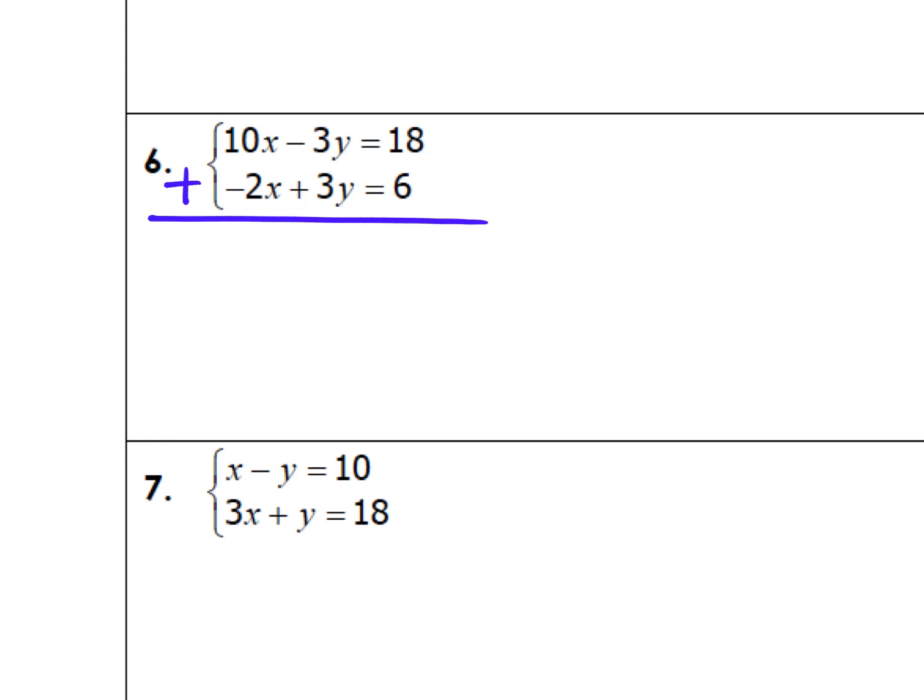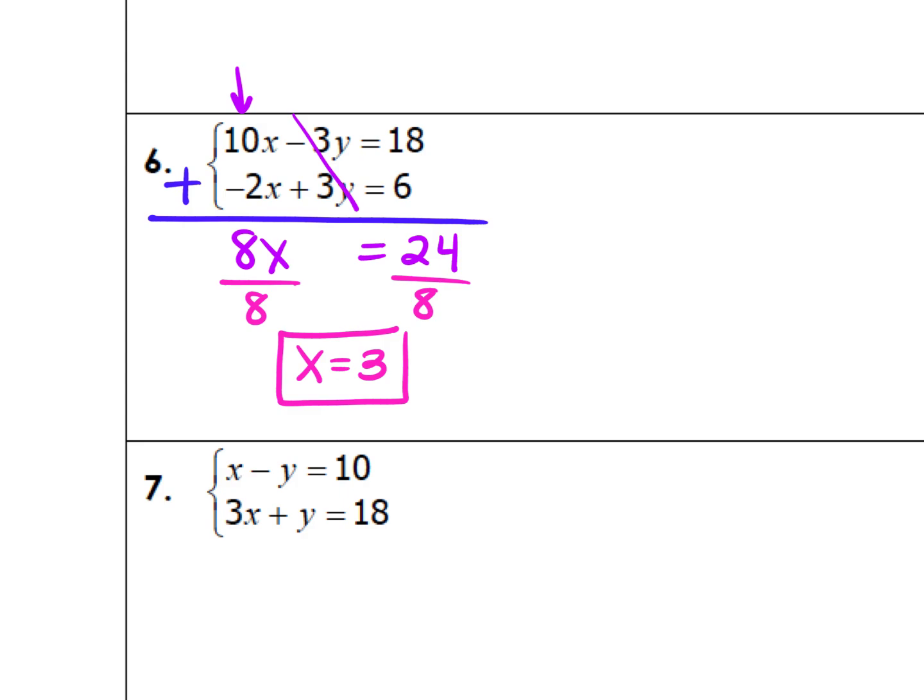Okay, so if we add these together, negative 3y plus 3y is 0. So let's add here. 10x plus a negative 2x is 8x. Bring down your equal sign. 18 plus 6 is 24. So you have 8x equals 24. Looks familiar. We're going to then divide by 8, and we get x equals 3.